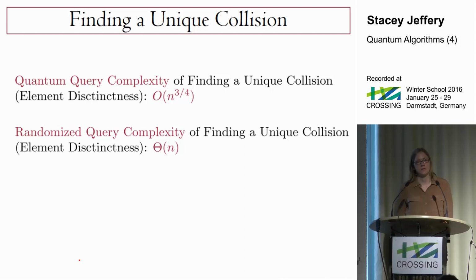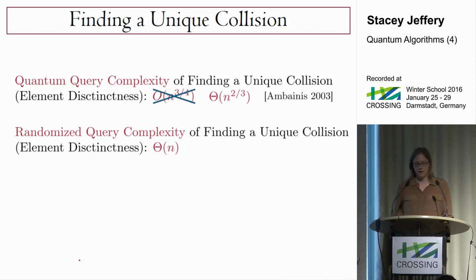And it's also kind of easy to convince yourself that n queries are required classically, because imagine a deterministic algorithm where everything you query for the first n-1 queries is distinct, and then the last thing you query is one part of your collision. So you don't see a collision until the last thing you query. Okay, so this is an improvement over the best classical randomized algorithm for this problem. It is not optimal, so you can actually do better.